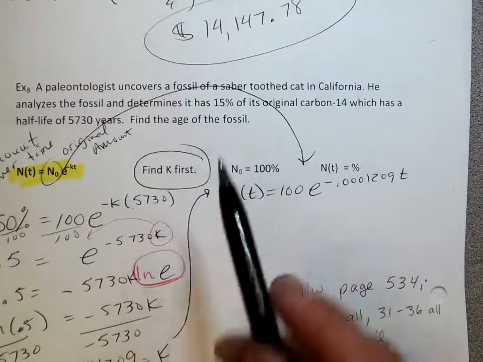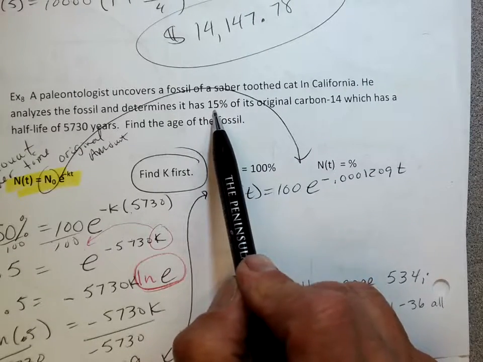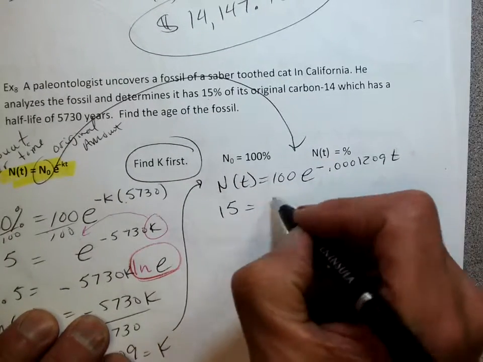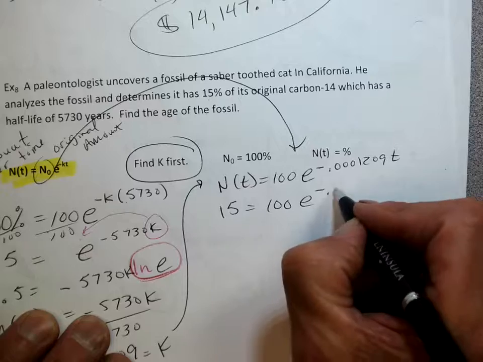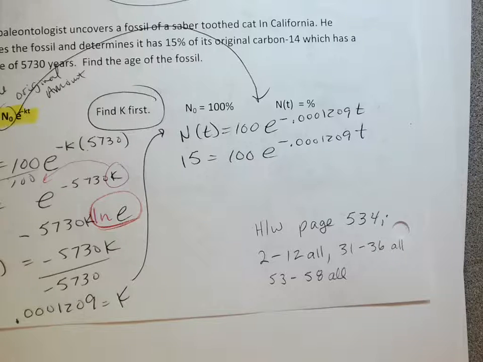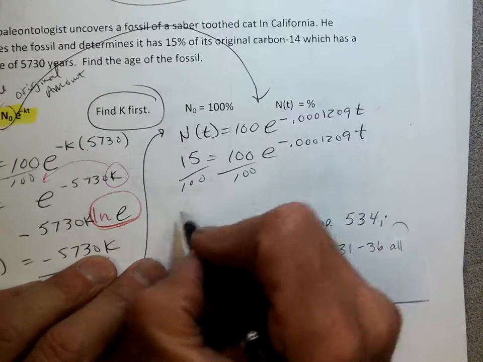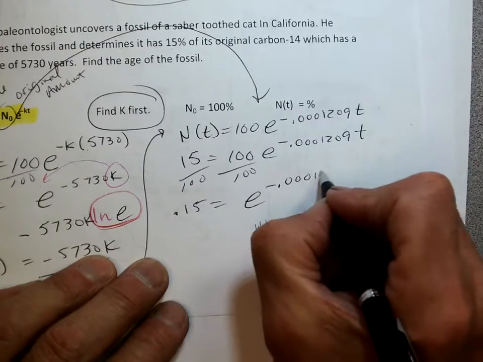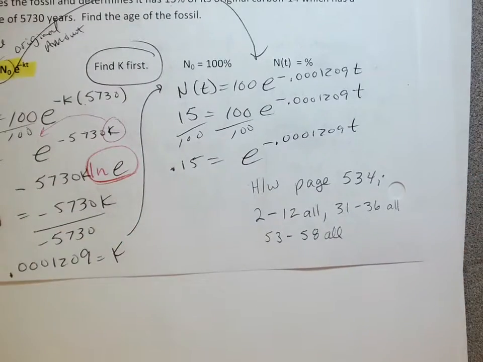I know that there's only 15% of it. So I'll put the 15% right there, the amount over time, right? So let's put 15 here equals 100e to the negative 0.0001209 t. Right, how am I doing? All right, it's a hard problem, isn't it? But we can do it. Okay, now let's solve. Divide by 100, divide by 100, and I got 0.15 equals e to the negative 0.0001209 t, right? Let's float down the exponent, but how do I float down the exponent?